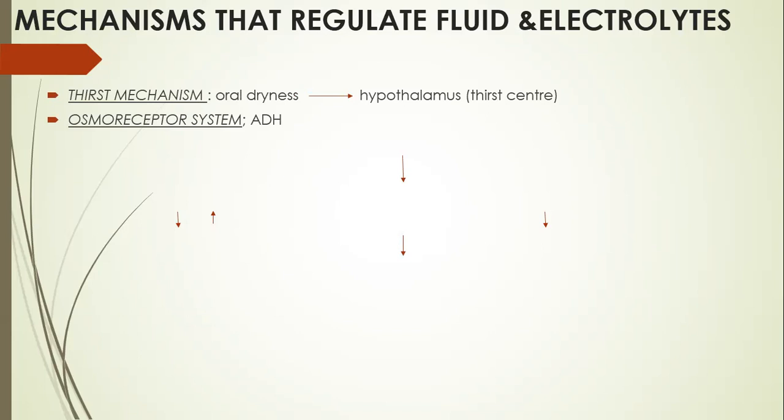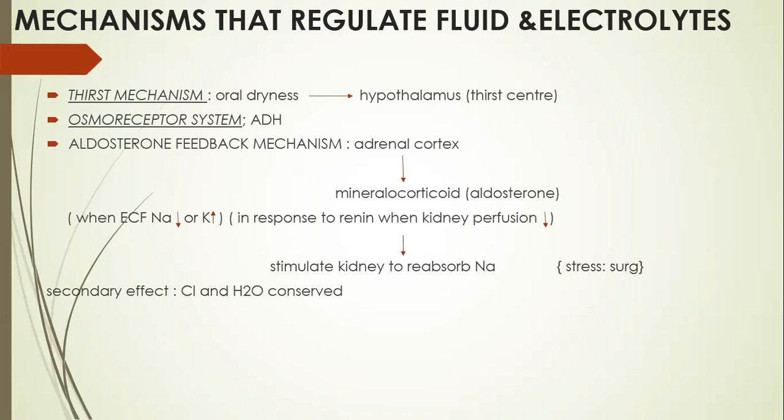Or if you have an excessive amount of fluid, for example, on a rainy day, your ADH hormone will be decreased so that your urine will be passed from the body so as to maintain the electrolyte balance of the body. And the third mechanism is the aldosterone feedback mechanism. It is known simply as the renin-angiotensin-aldosterone mechanism to control the BP.